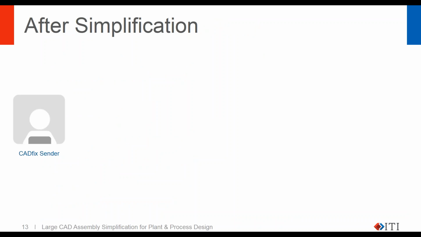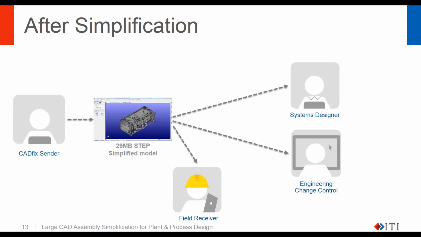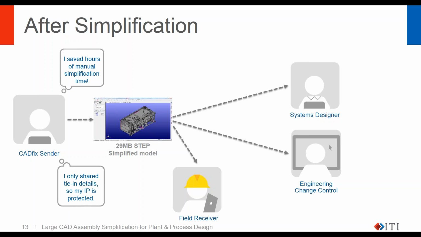And if we now go back to our schematic, the sender is now called a CADFix sender because he's using CADFix to simplify the model. Instead of an 800 megabyte fully featured mechanical CAD model, he's now translated and sent around a 29 megabyte simplified model. So the data sender is happy because previously he was getting asked to simplify this model, but he's now saved hours of simplification time. He's also confident that he's only shared the tie-in details and the key features needed by the plant designer. So he's protected his IP.